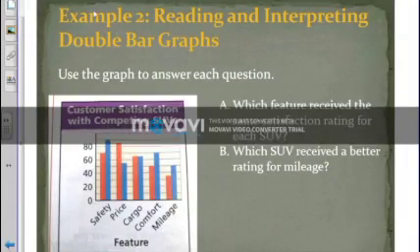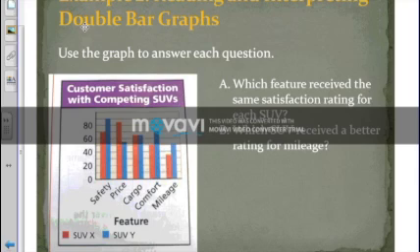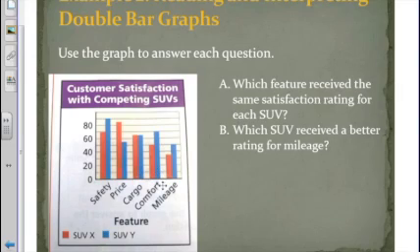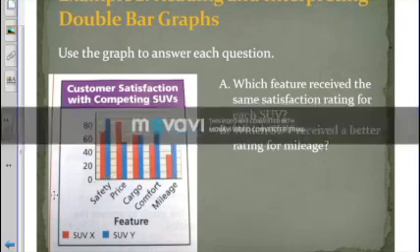Next, you might have a double bar graph. It's essentially the same thing, except you're comparing 2 different types. So it's safety, price, cargo, comfort, and mileage with competing SUVs. The red here represents the SUV X, and blue represents SUV Y. So you're comparing the 2 while comparing it to these numbers in different categories.